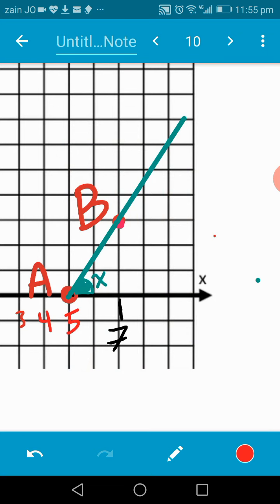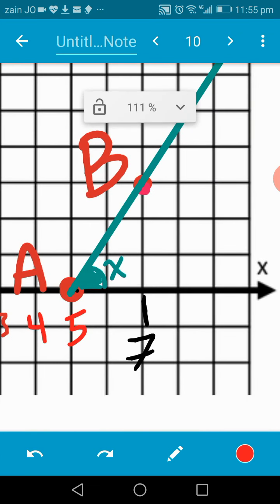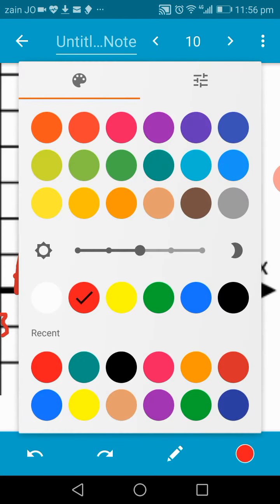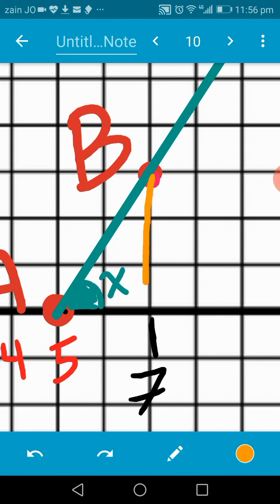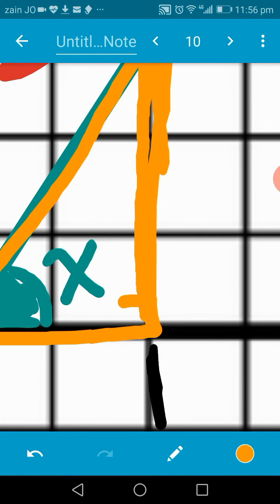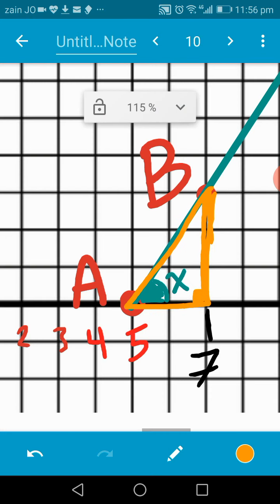How can you find this angle? You just need to create your right triangle. What is your right triangle now? The right triangle is this. Look at this right triangle. So you have now this right triangle. So this angle is 90 now. This is 90 degrees.